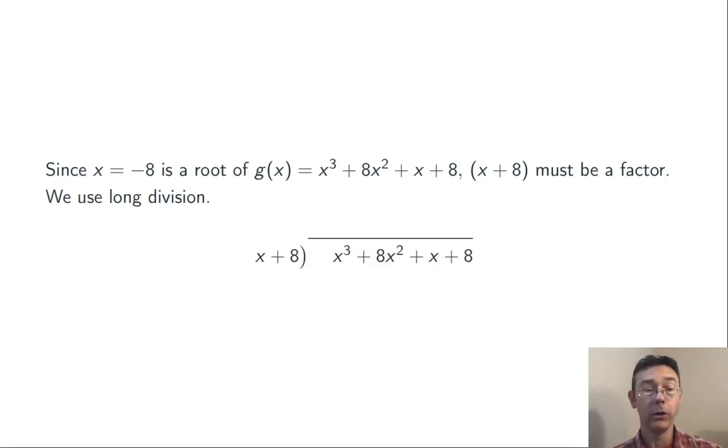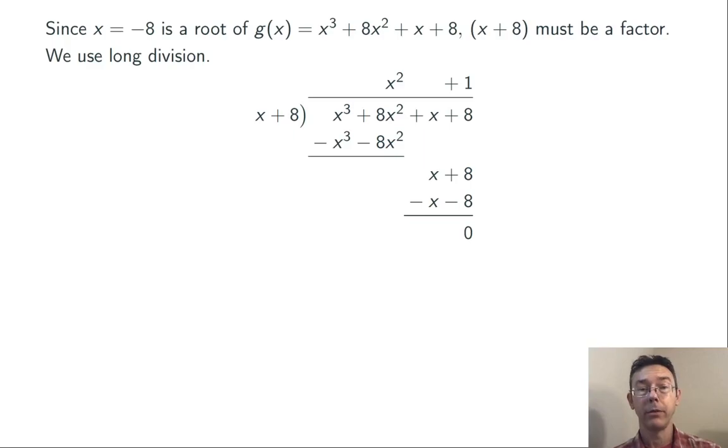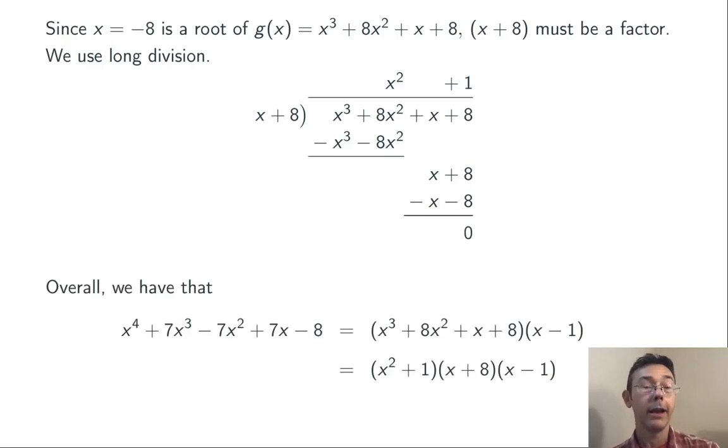So I'm back to doing long division. That cubic divided by x plus 8. This time I won't run through all the steps. The result that you get when you do that long division is just x squared plus 1. And therefore, that cubic that I have, x to the third plus 8x squared plus x plus 8, is x plus 8 times x squared plus 1. And so my original fourth degree polynomial can be factored as x squared plus 1 times x plus 8 times x minus 1. So I'm down to 2 linear terms and a quadratic.